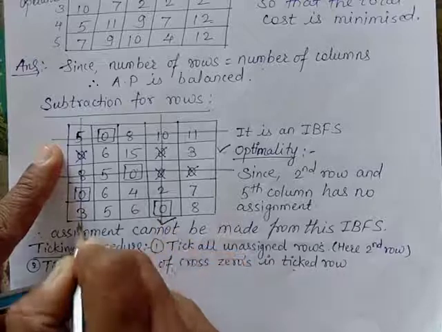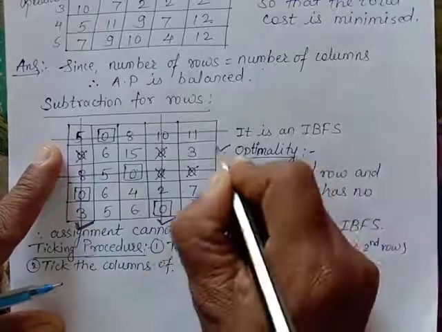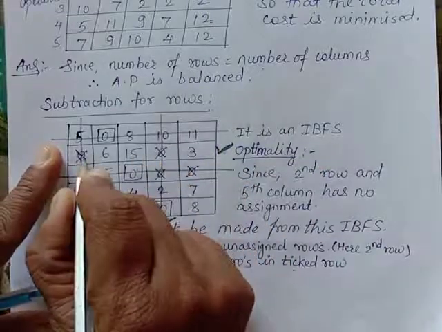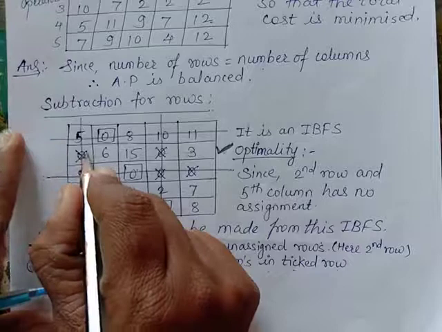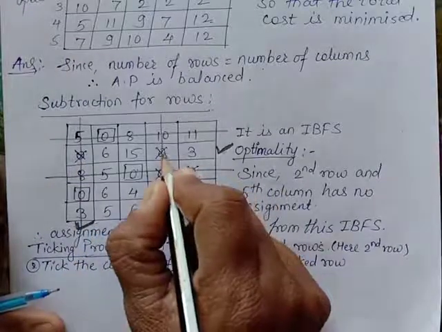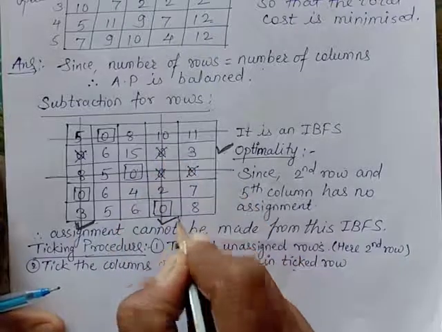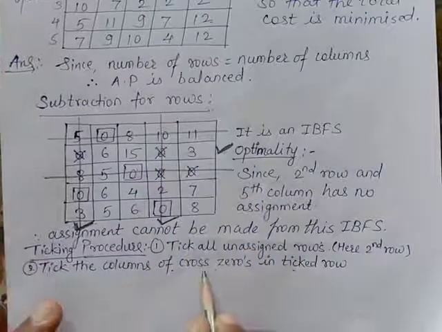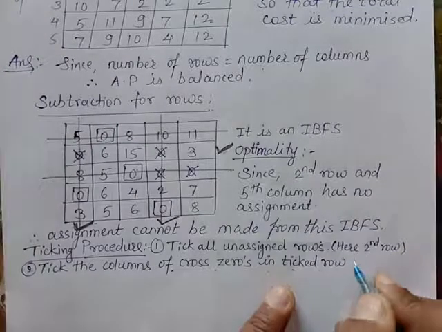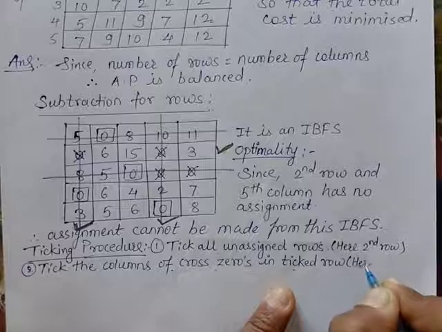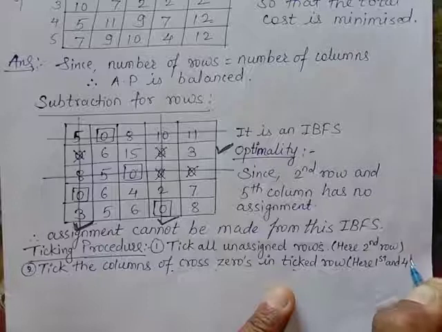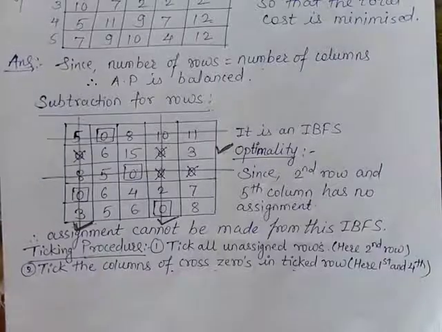This one, I am ticking this. Look at it as such. This is my unassigned row. In the unassigned row there are two cross zeros. The first cross zero is in the first column, so I am ticking that one. Then the other cross zero is in the fourth column, so I am ticking that one. Tick the columns of cross zeros in the ticked row. So which columns are these? First and fourth. Here the first and fourth columns are ticked as such.